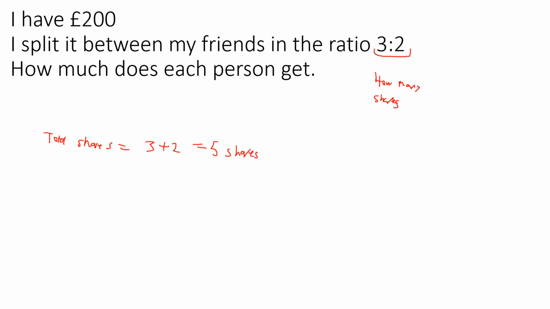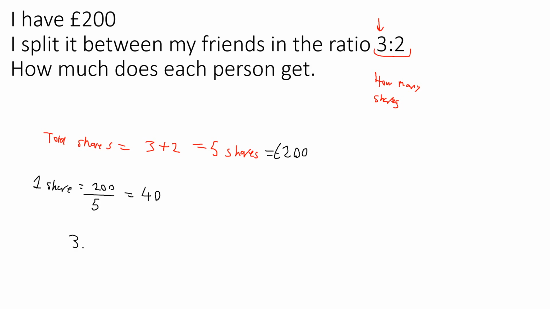Now what we need to do is realize what one share represents. So one share is equal to, because remember, 5 shares is equal to £200. So one share is just going to be 200 divided by 5, which is going to equal 40. So therefore, when we convert the ratios, all we need to do is times 3 and 2 by 40.